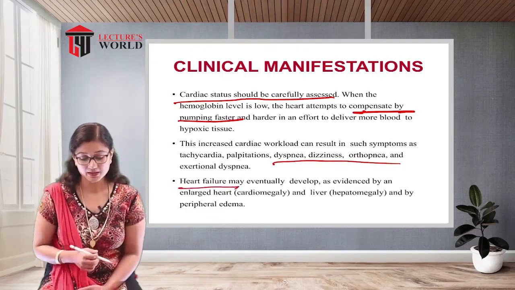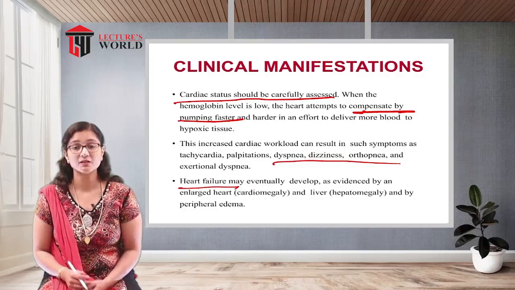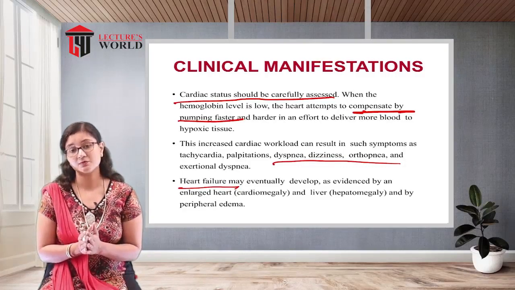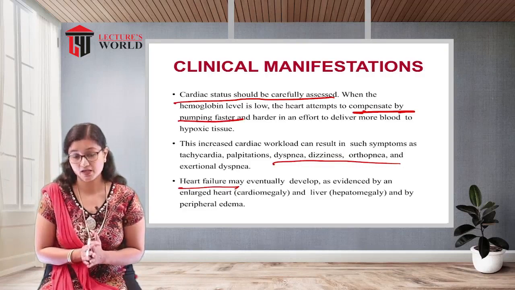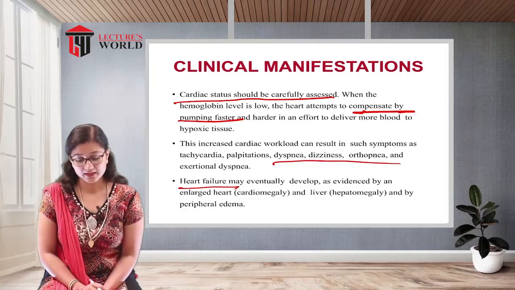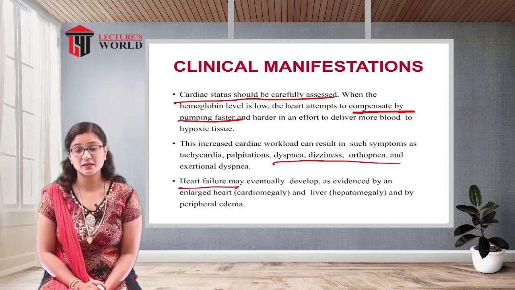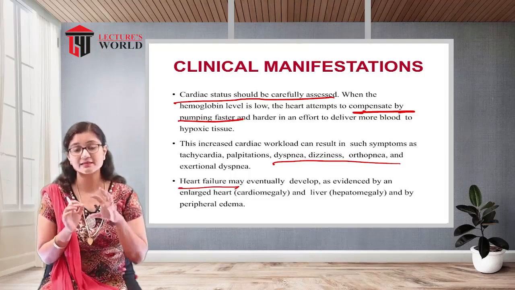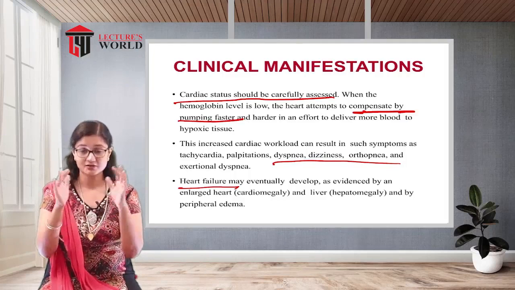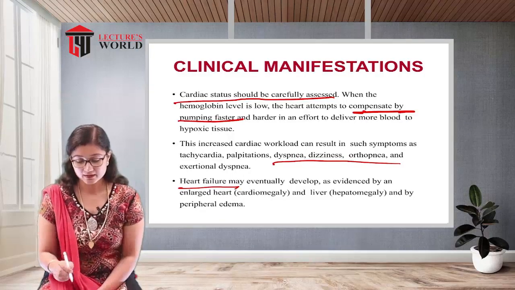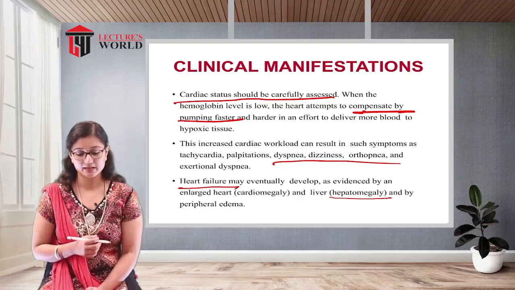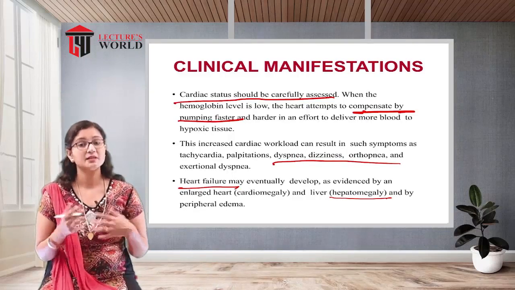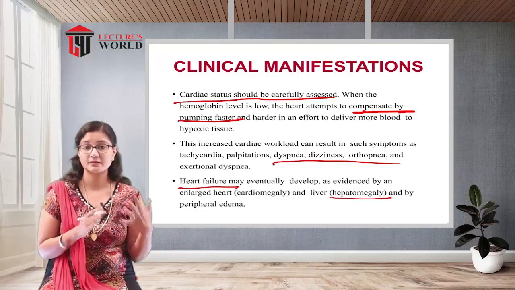Heart failure may eventually develop. It is one of the complications of anemia. A patient can develop heart failure as evidenced by an enlarged heart, that is cardiomegaly, which can be seen on a chest x-ray. When you see the chest x-ray, you can nicely see the patient's enlarged heart. Also liver enlargement, that is hepatomegaly, and peripheral edema, depending on which heart failure the person develops. He can develop left-sided failure or right-sided failure.